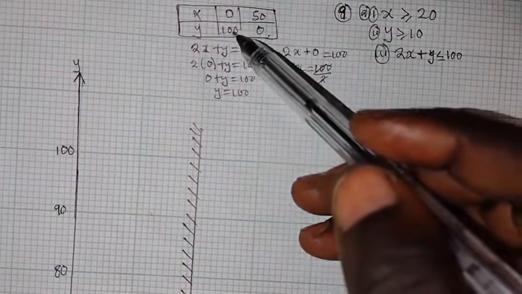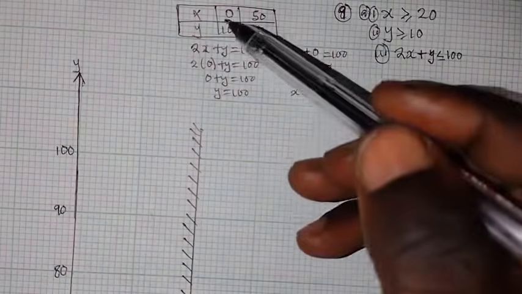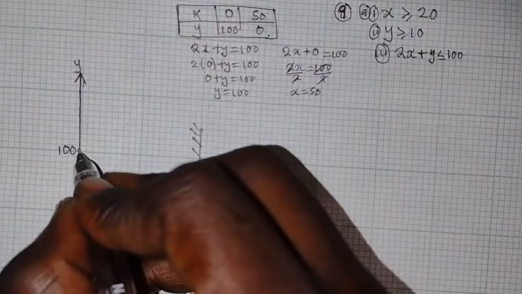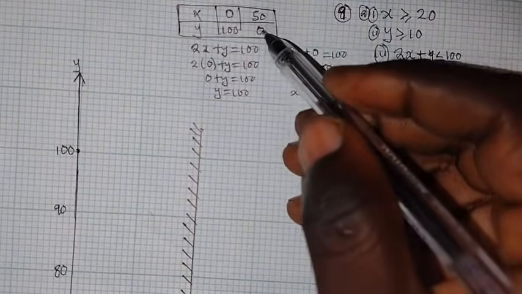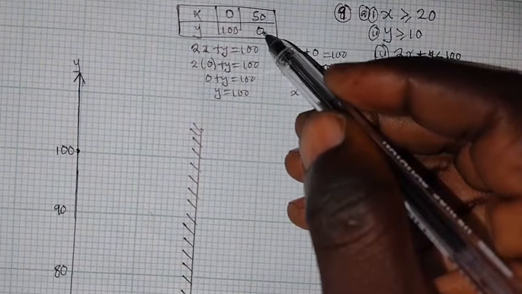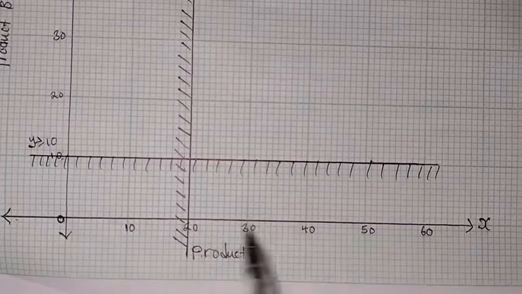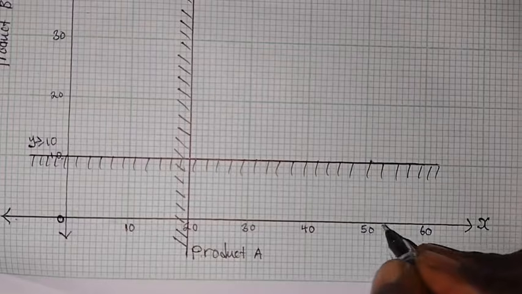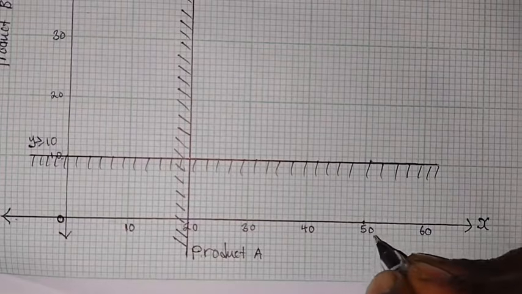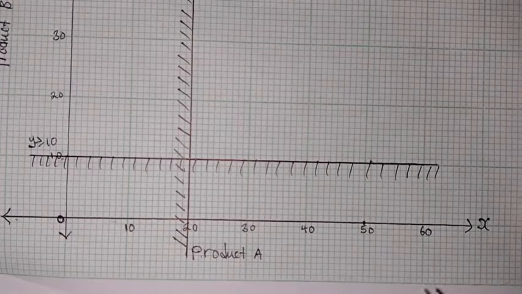So 0, 100. This is on the y-axis, the line where x is equal to 0. So 0, 100, the point will just be right here, on 100. Then 50, 0, this is x and this is 0 in y. So we go to the point where we have 50. This is our x-axis, the line where y is equal to 0. So 50, 0 will just be on this point, on 50. I hope this is clear.